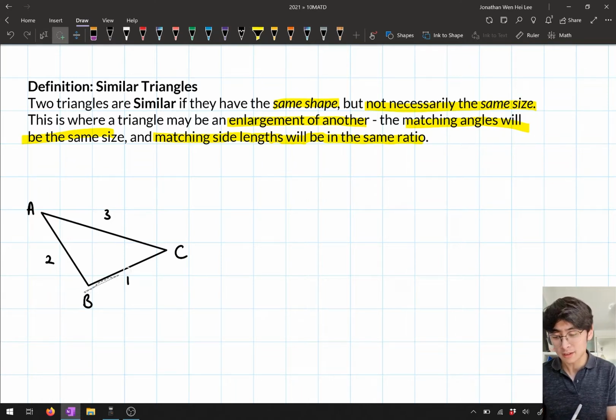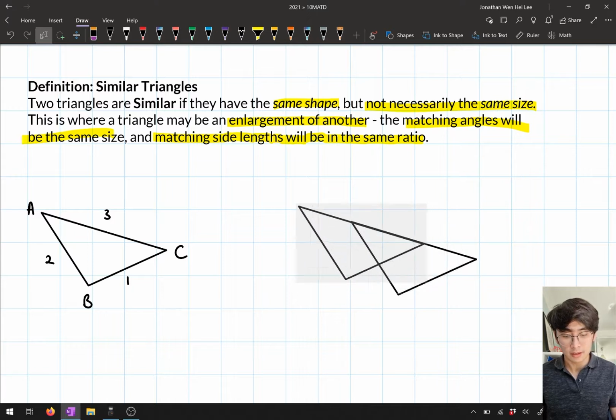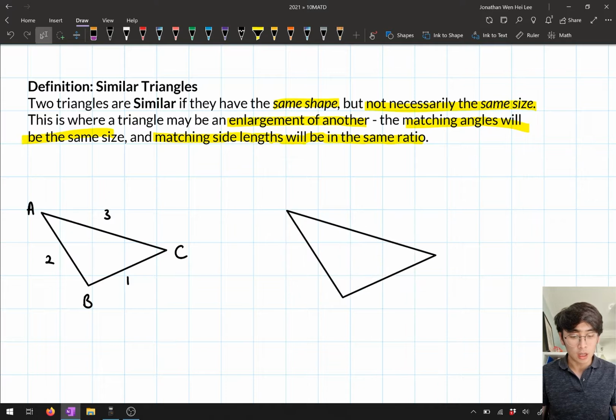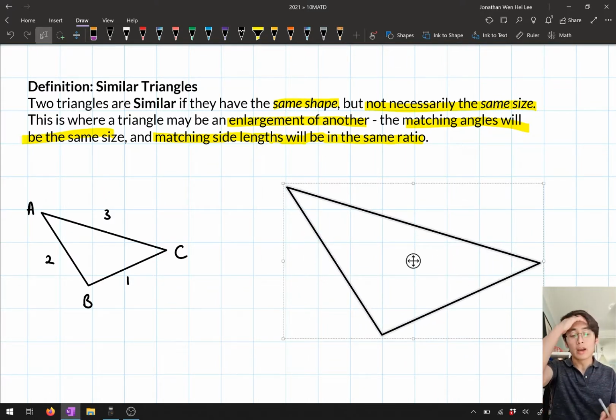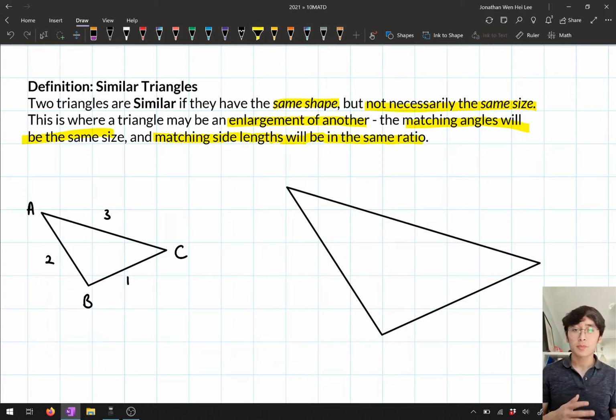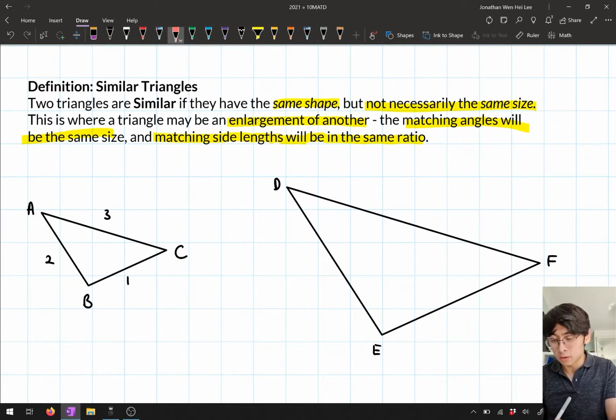For example, I've got this triangle ABC. If I select this triangle and copy it, the way that we can create a similar triangle is if I take this exact same triangle, which is congruent, and enlarge it like that. This is now a similar triangle. I'm going to label this triangle DEF. It has the exact same shape. The reason we know this is because all of these angles are exactly the same.